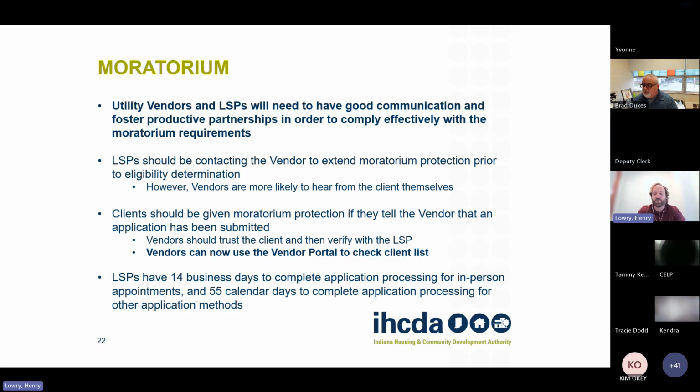You can use our vendor portal to check a client status or contact the agency directly if they have not contacted you. Our agencies have 14 business days to complete application processing for in-person appointments and 55 calendar days to complete application processing for other application methods.